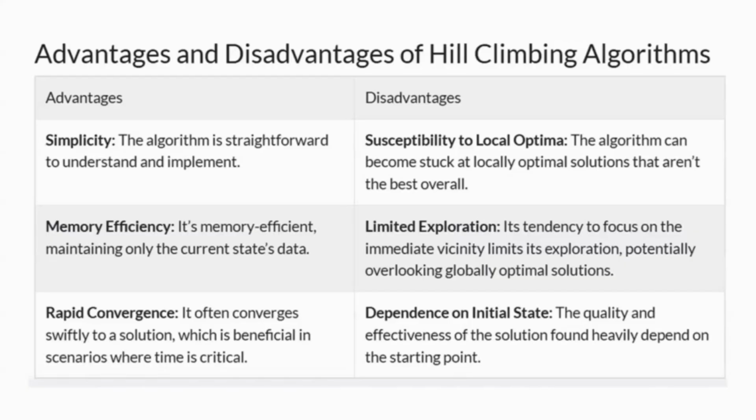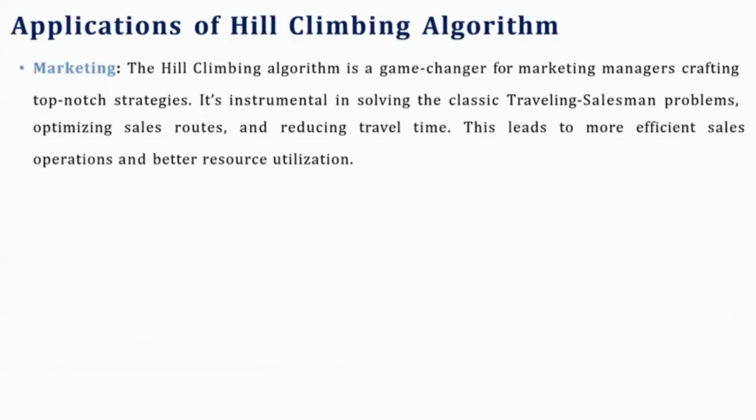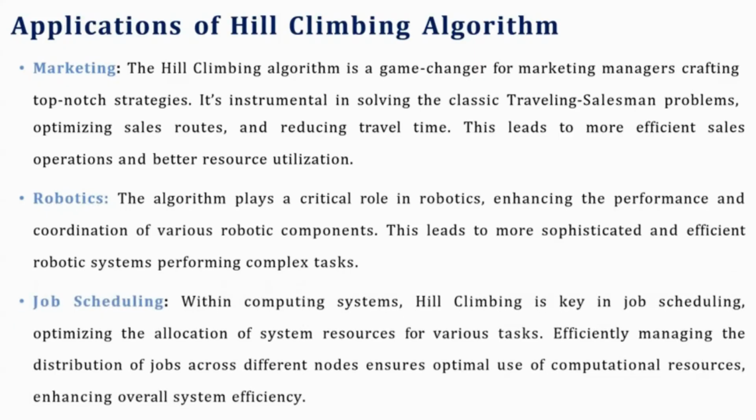We also have a dependency on the initial state. The speed and efficiency of the solution found heavily depend on the starting point. Different initial states may lead to different local optima. Now the applications: we have marketing, robotics, and job scheduling.